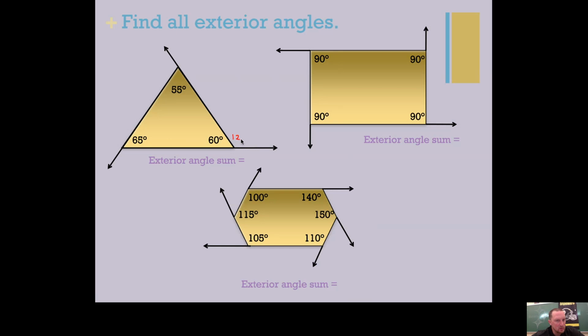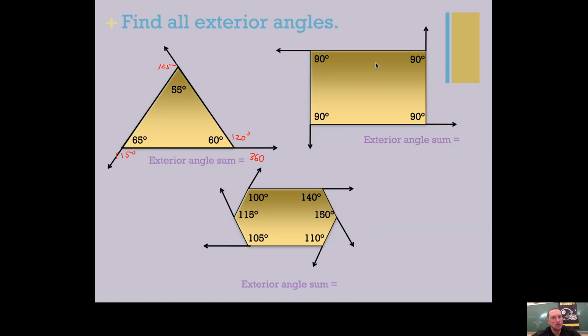Remember, interior angles and exterior angles here make a linear pair. So these have to add to 180. So if that's 60, that's 120. That's going to mean that's 125. And this one down here would be 115. We have our three exterior angles. In this triangle, there's three interior angles. There's three exterior angles. Those three exterior angles, if you add these three numbers up, they add up to 360.